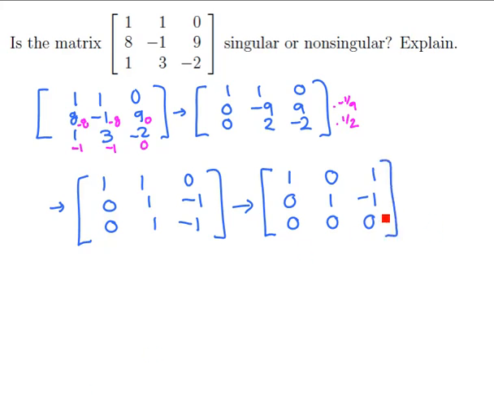Notice that we've just killed the entire last row. There's no value here to act as a pivot. That means that this matrix, which you can see is in row echelon form, is not row reducible to the identity. So we cannot get the identity matrix. That means that our matrix is singular and has no inverse.